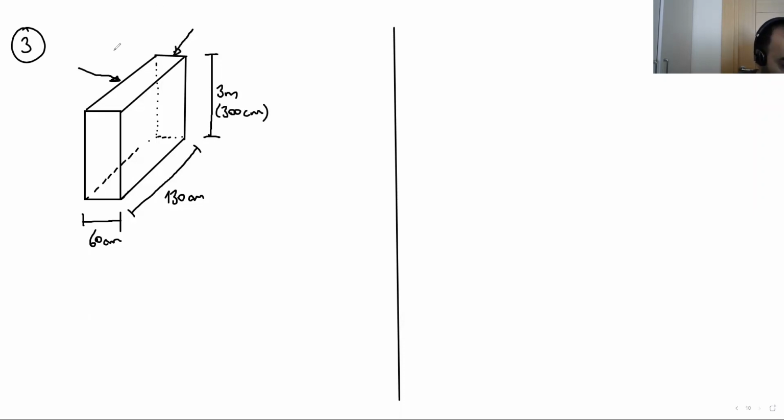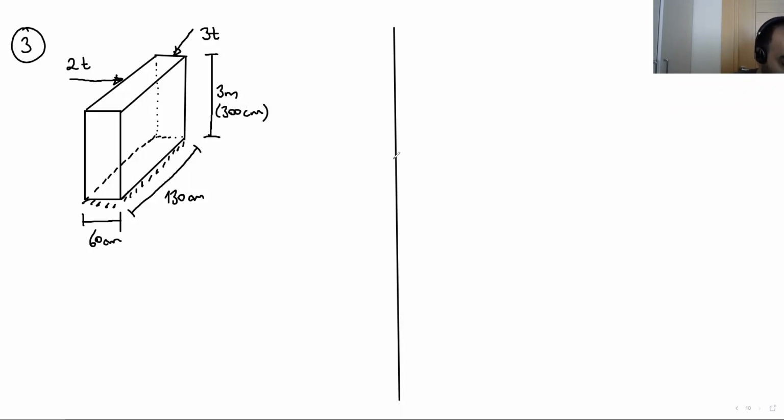This one is 2 ton. This one is 3 ton. Okay, so the question is, please calculate the stresses at the bottom level. This is the ground. Please calculate the stresses at the bottom.